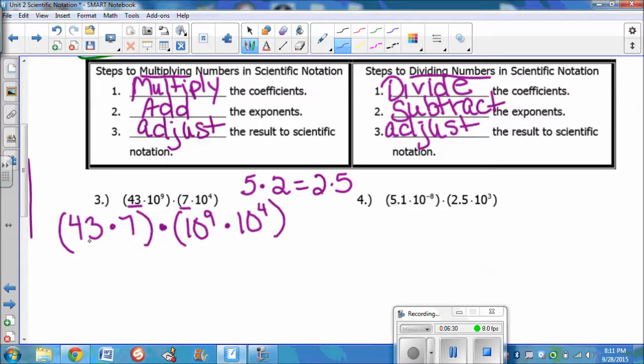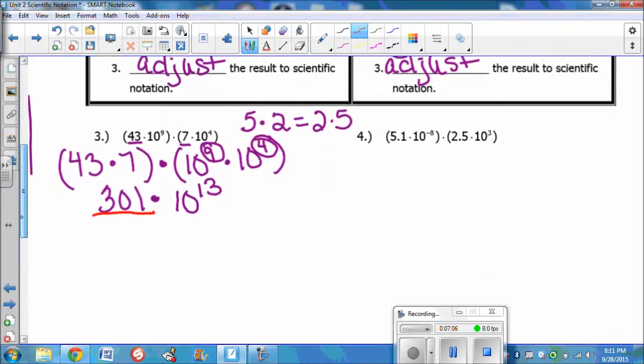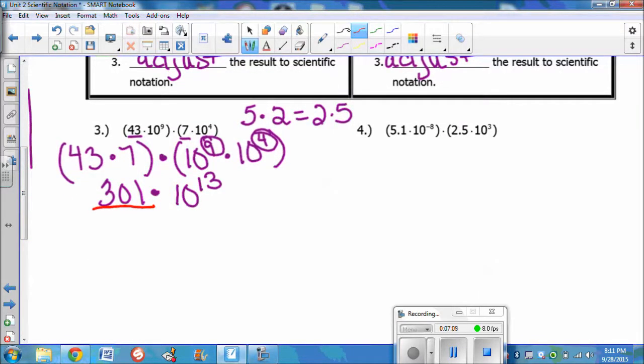We can go to our calculator and multiply 43 by 7, and you should get 301 times. Now, 10 to the 9th times 10 to the 4th, like bases, what do we do with those exponents? That is 10 to the 13th. So we just did steps 1 and 2. We multiplied the coefficients and added the exponents for the powers of 10. Now, do we need to adjust the result? When I look at my result, I have this 301. But remember, our coefficient has to be a number between 1 and 10.